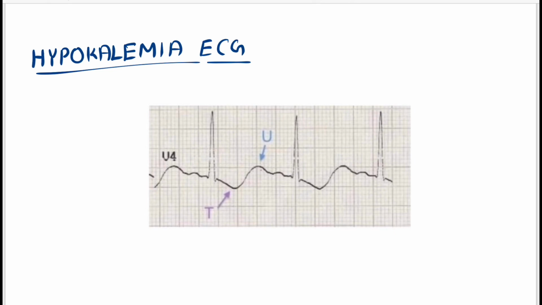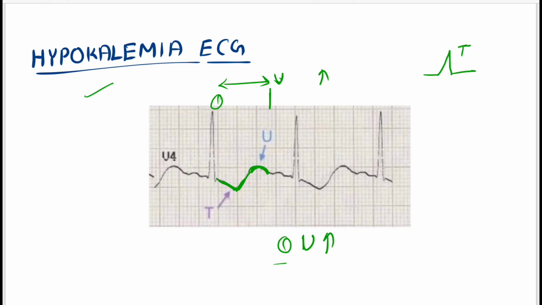So now we know that in hyperkalemia, the T wave is tall and peaked. But in hypokalemia, T wave inversion will occur, and that's why the U wave will look prominent. Due to that, the QU interval, this is the U, right, will increase. So the increase in QU interval only appears in hypokalemia.